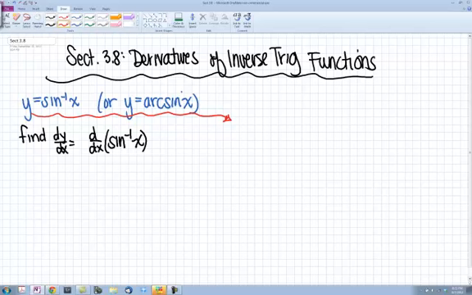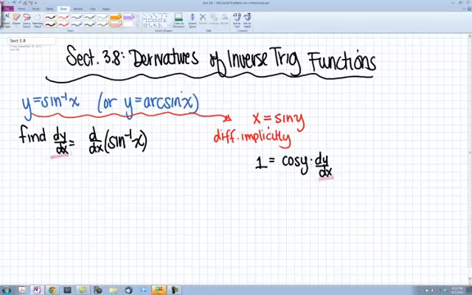So what we're going to do first is rewrite this inverse trig function as x equals sine y. And then we're going to differentiate implicitly. So differentiating implicitly, the derivative of x with respect to x is going to be 1. And then we have the derivative of sine y. What is the derivative of sine y? That is cosine y, and then you need to have a dy/dx also. So this dy/dx is the same dy/dx that we're looking for, so we need to solve for that.